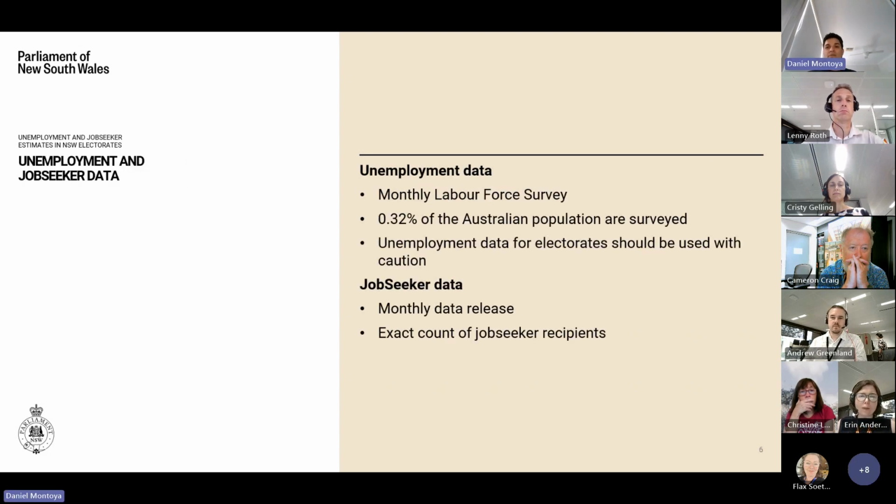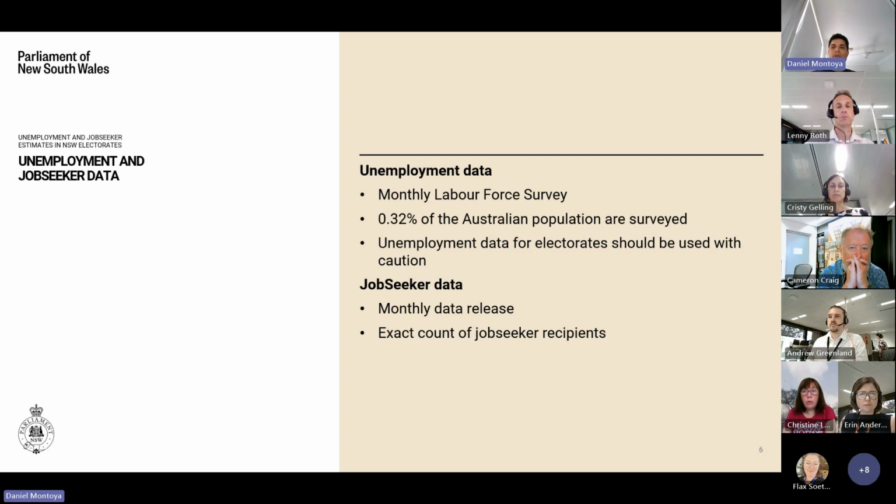Unemployment and job seeker data come from two quite different sources. The ABS conducts a labour force survey every month, and this survey only covers 0.32% of the Australian population. The primary purpose of the survey is to provide labour force estimates for the nation and secondarily for the states and territories. Therefore, due to the small sample size, unemployment rate data for the electorates should be used with caution because it's indicative of what the situation might be in an electorate rather than being a precise measure.